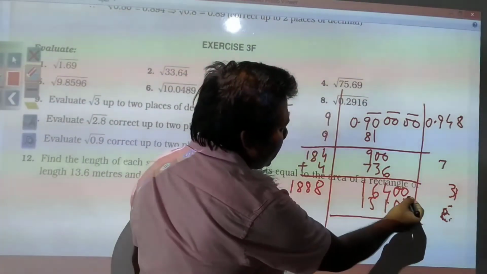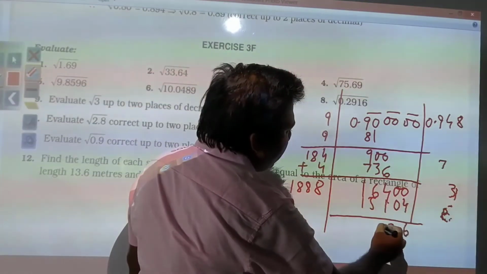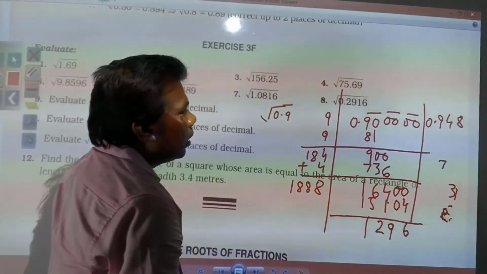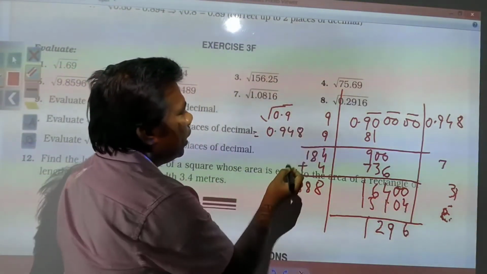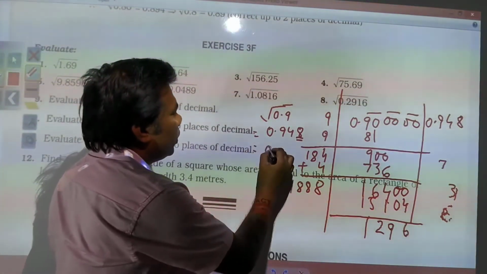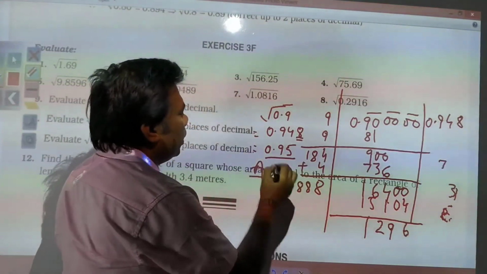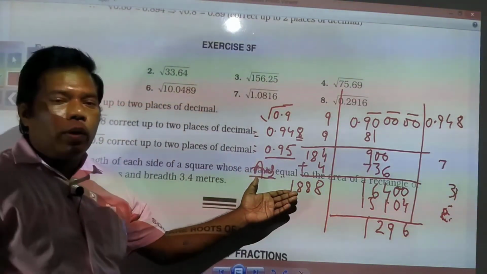So after subtraction, 10 minus 4 is equal to 6. Here you will have 9, here you will have 3 minus 1 is equal to 2, and here you will have 1. So finally you have got 0.948. Third digit you have more than 5, so when you are rounding off it will become 0.95, and this will be your answer. So in this way this question is required to be solved. I hope you understood.